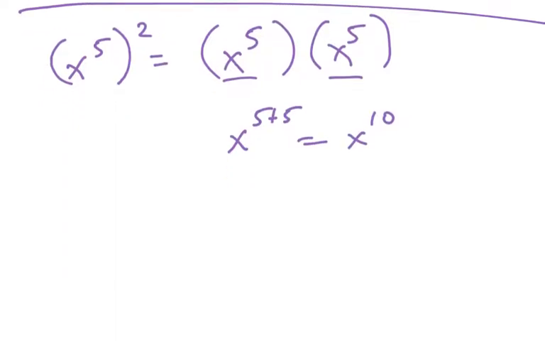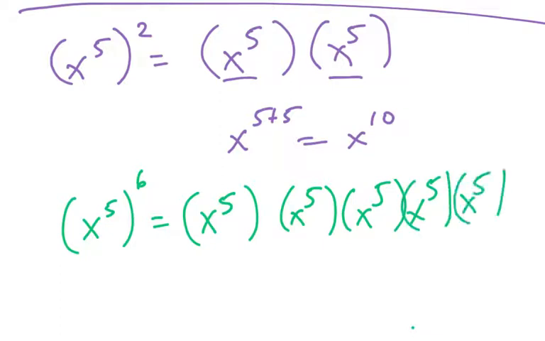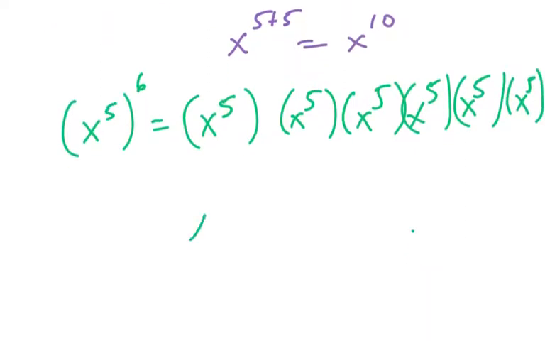Now, I don't think the point gets driven home with just squared. So let's say instead we raise it to, let's say, the 6. So this means that we're going to have x to the fifth times x to the fifth times x to the fifth times x to the fifth times x to the fifth times x to the fifth for a total of 6, which means we're going to have what? x to the 5 plus 5 plus 5 plus 5 plus 5 plus 5.